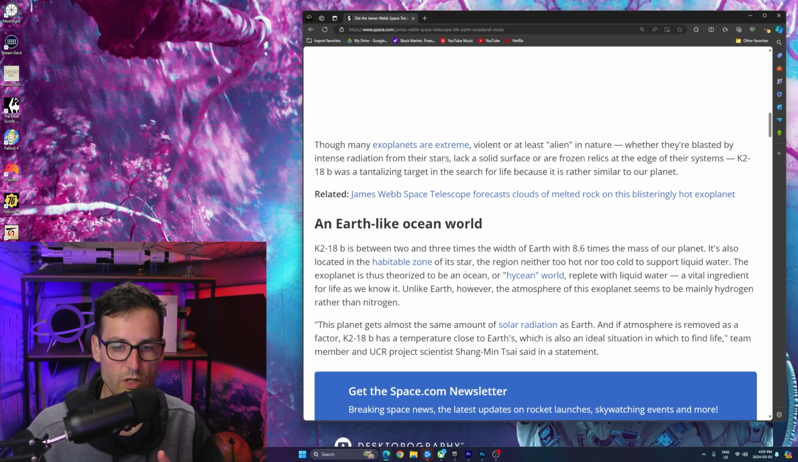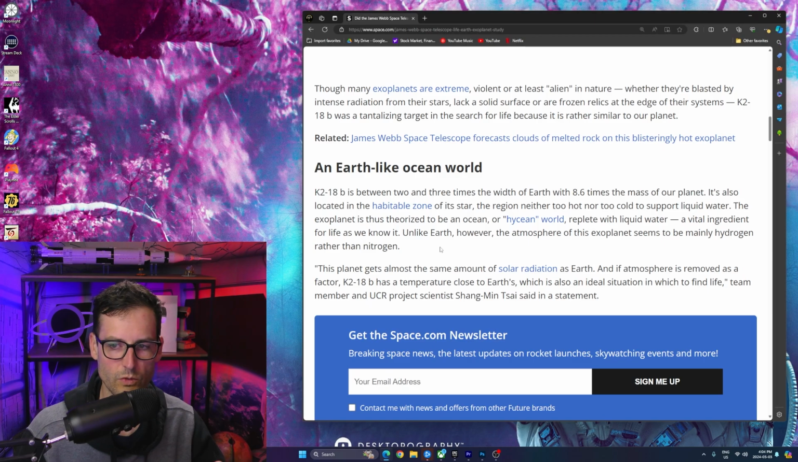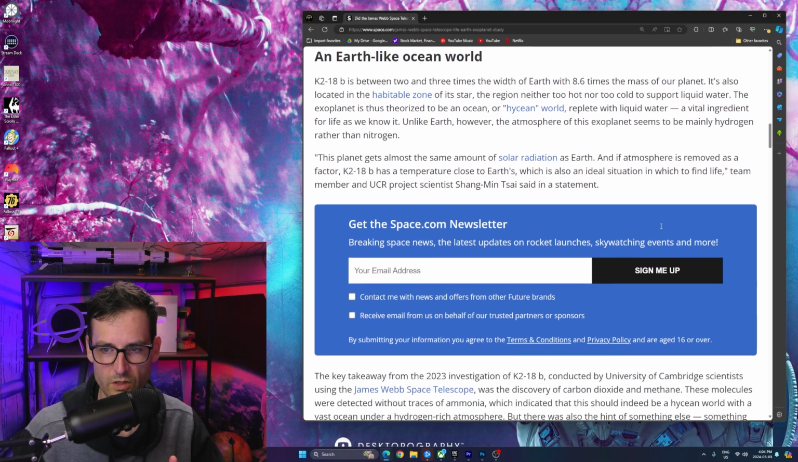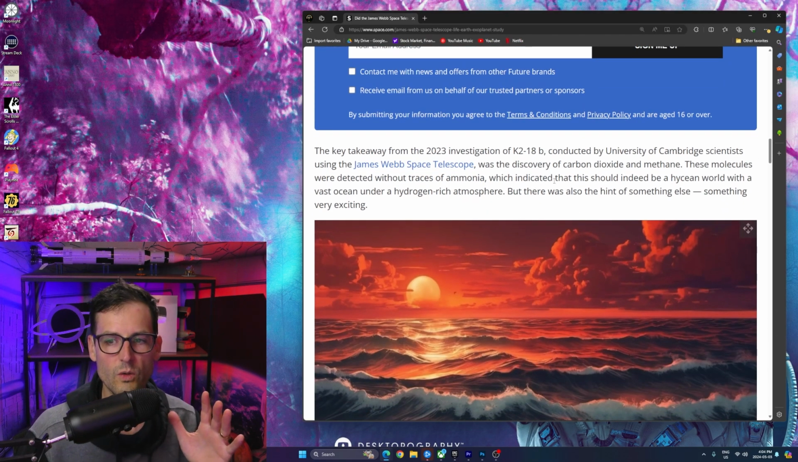It is theorized to be an ocean world, so the entire planet should be an ocean with liquid water. And unlike Earth, the atmosphere of this exoplanet seems to be mainly hydrogen rather than nitrogen. So Earth is mostly nitrogen, this one's mostly hydrogen, which is interesting. The planet gets almost the same amount of solar radiation as Earth. So you can see how scientists would already think this would be such a great candidate for a planet with life on it. It has a temperature close to Earth, which is an ideal situation to find life. So they already knew life could be a thing.